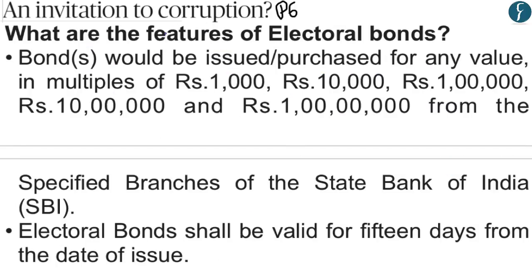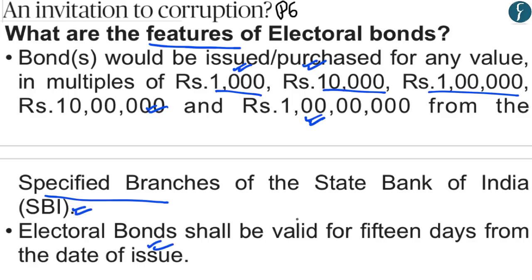And now the last aspect that you need to understand about the electoral bond are its features, wherein electoral bonds would be issued or purchased for any value in the multiples of rupees 1000, 10,000, 1 lakh, 10 lakh and 1 crore. And these can only be purchased from specified branches of the State Bank of India. However, these electoral bonds shall be valid only for 15 days after they have been issued.